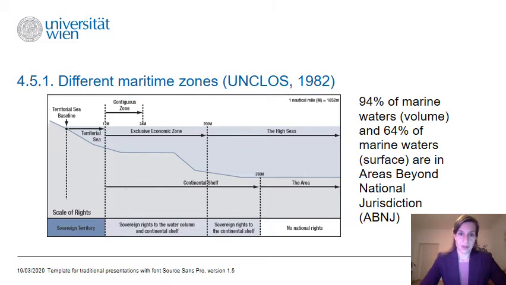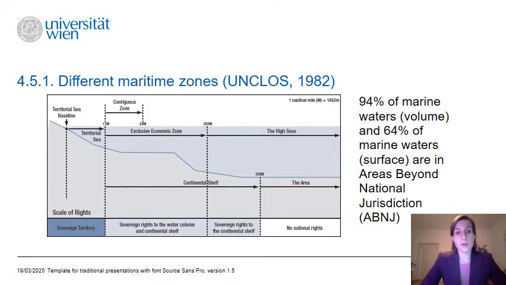I have talked a lot about different maritime zones and challenges because of the current legal order. And here, this graph shows you what I mean by this. The United Nations Convention on the Law of the Sea, which was agreed in 1982, distinguishes between different maritime zones. We will start from left to right. On the left, you see the territorial sea, where states have sovereign rights, it is sovereign territory. And it extends 12 nautical miles into the ocean.